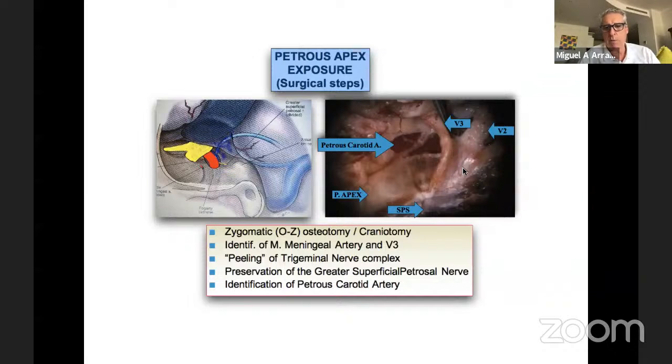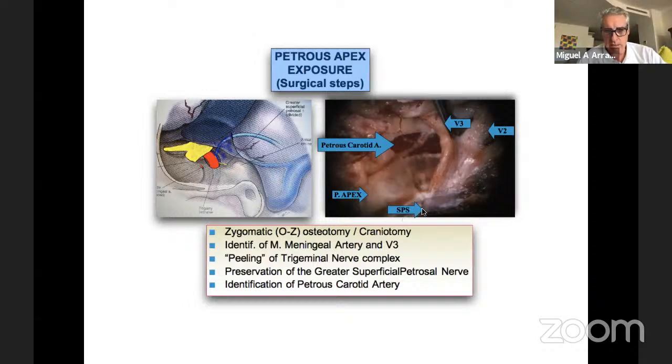As we all know, this peeling is just reflecting and dissecting the dura and showing the trigeminal ganglion, that is an extradural structure that is at the same time said to be in an extradural interdural fashion. So we have two, that way we can expose the petrous apex.